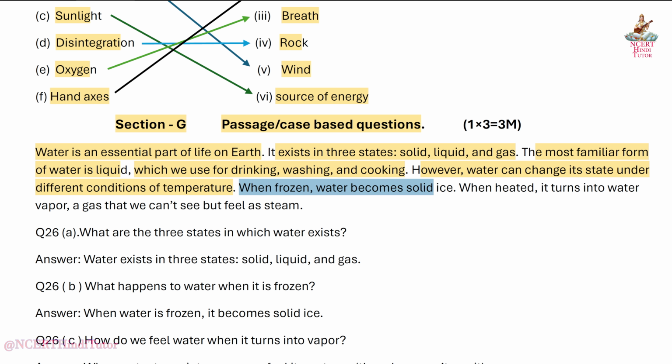When frozen, water becomes solid ice. When heated, it turns into water vapor, a gas that we can't see but feel as steam. Question 26a, what are the 3 states in which water exists?